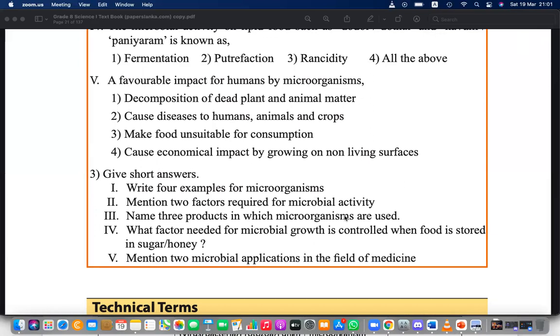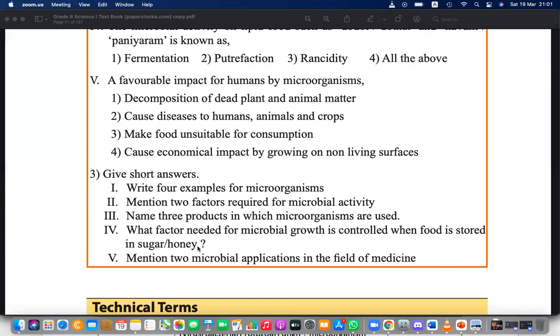And what factor needed for microbial growth is controlled when food is stored in sugar or honey? Which is controlled when you store it in sugar or honey? You know these Vedda people, the traditional or ancient culture people, they used to store their food in sugar or honey.